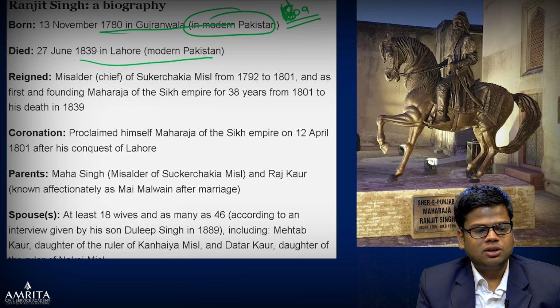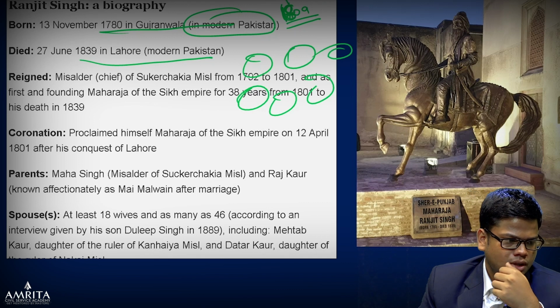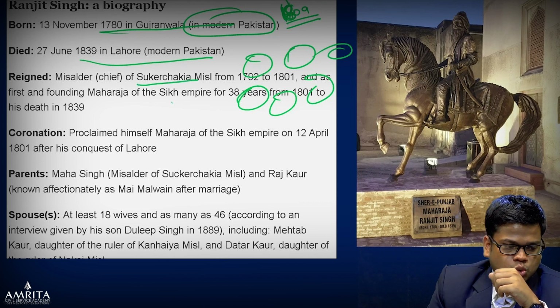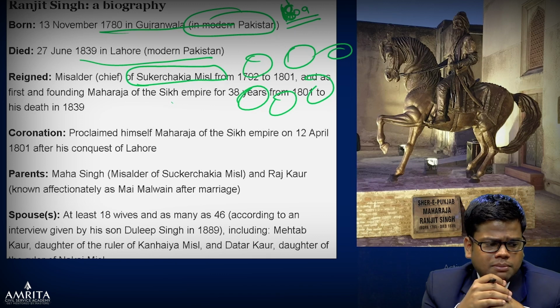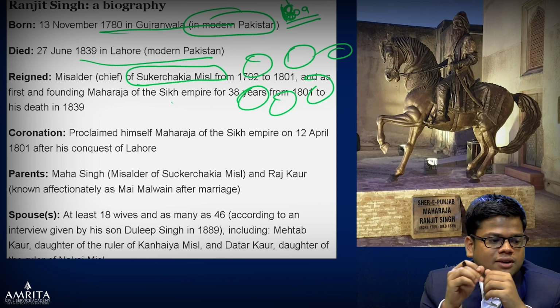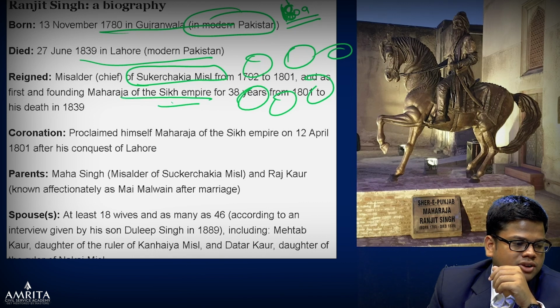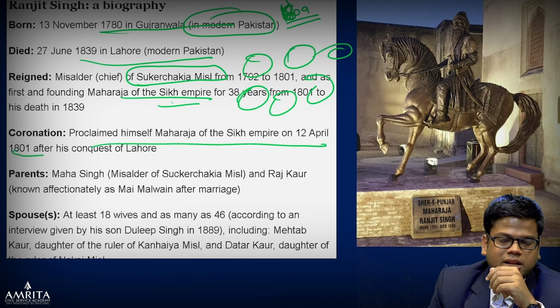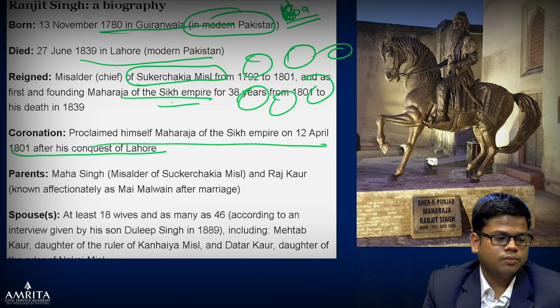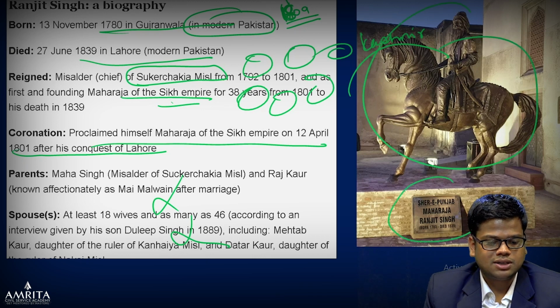Before he was born, Punjab was divided into different groups, each named a Misl. He belonged to the Sukerchakia Misl, and he united all these Misls and formed the foundation of the Sikh Empire. He proclaimed himself Maharaja in 1801, after the conquest of Lahore. People say that his empire stretched up to Kashmir. His spouse is not important. And this was the statue I was talking about, established in Lahore.